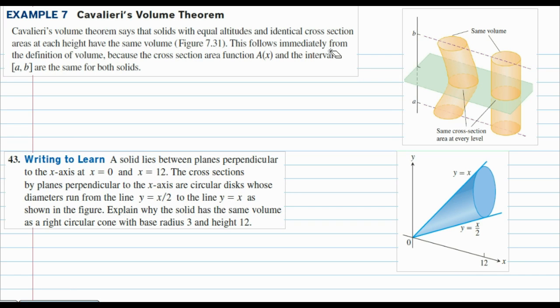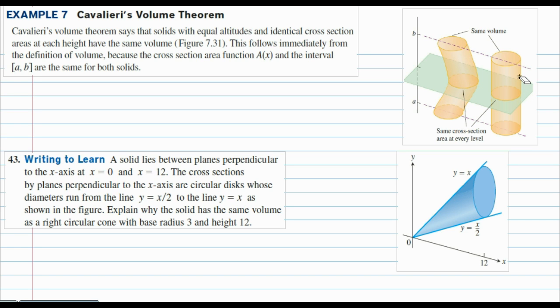Now this follows immediately from the definition of volume, because the cross-section area and the interval A to B are the same for both solids. So this process we've been using by slicing objects and adding all those slices up doesn't matter where those slices are, as long as those slices are the same. The volume will be the same.